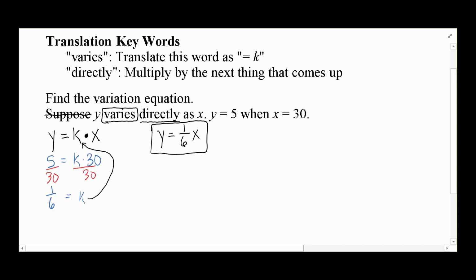This is the variation equation. This equation tells us how x and y are related. It says whatever your x value is, multiply by 1/6. That gets you the y value.